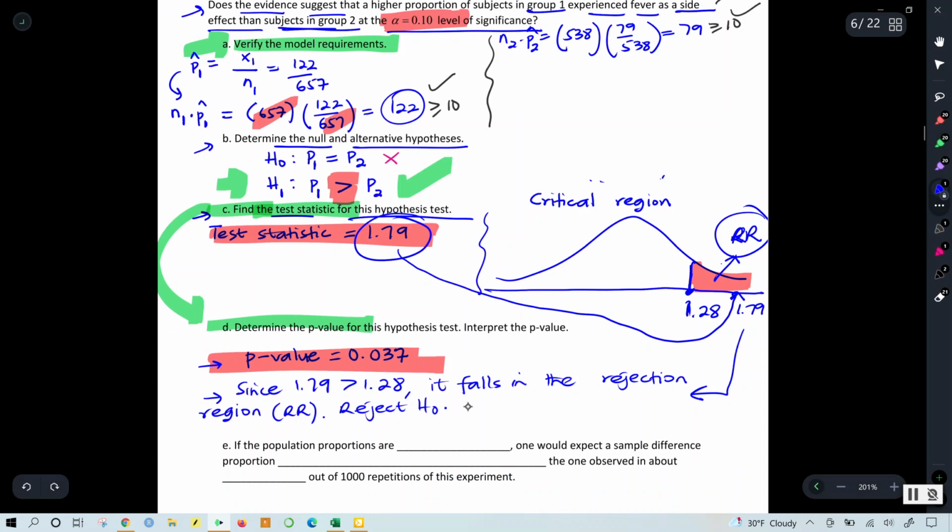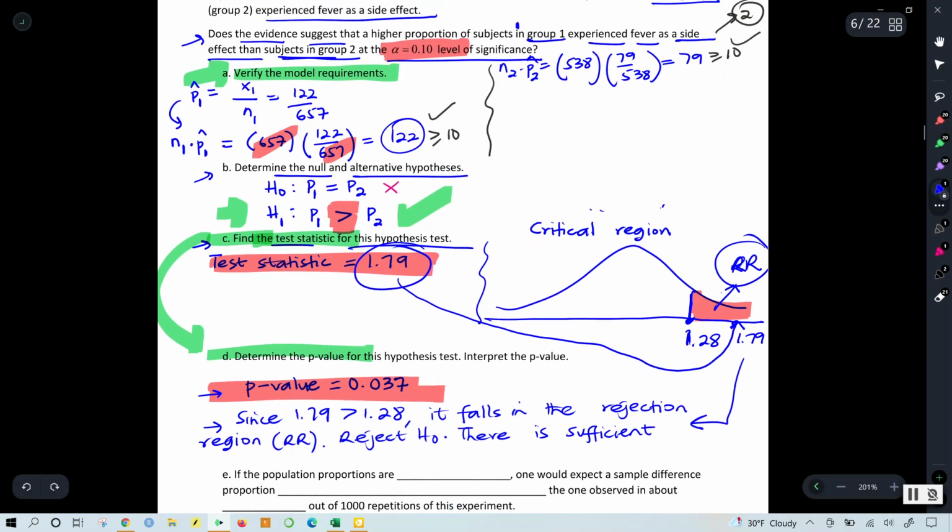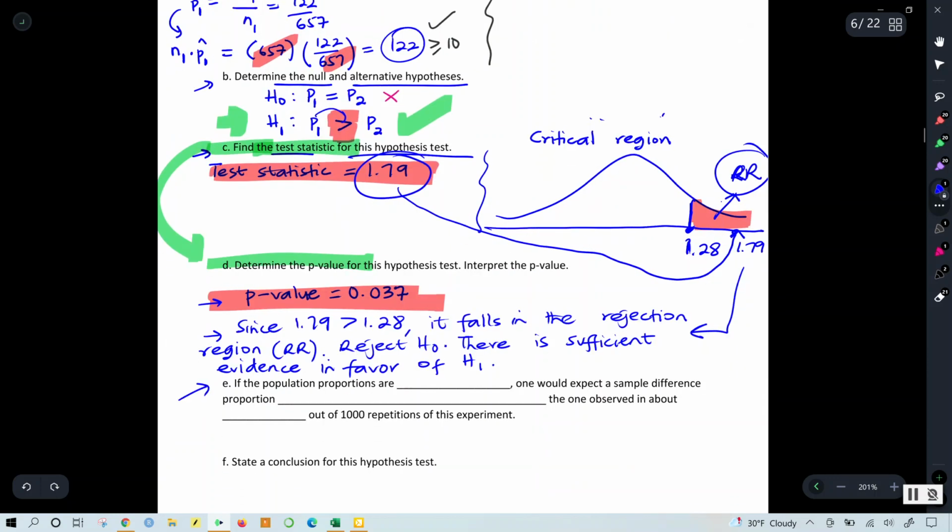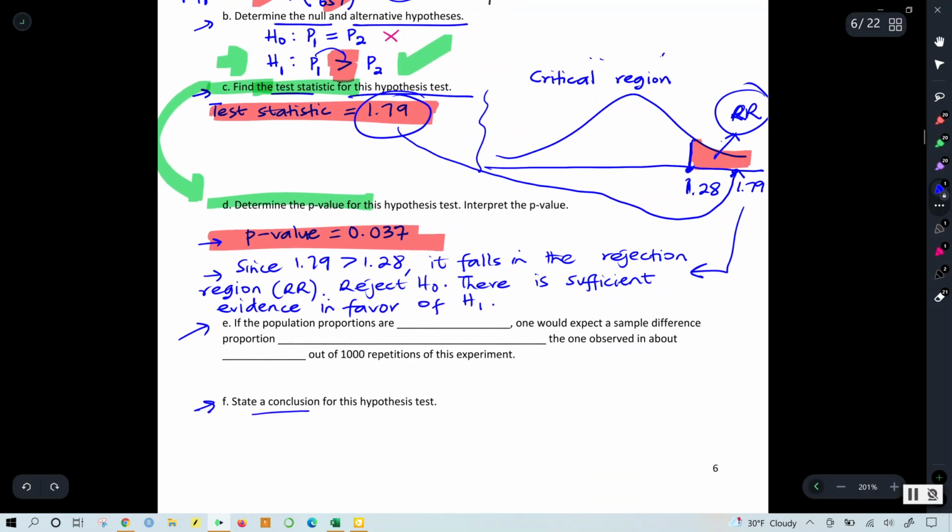So we can say that there is sufficient evidence in favor of the fact that there is a higher proportion of subjects in group 1 who experience fever as a side effect than subjects in group 2. So there's sufficient evidence in favor of the alternative hypothesis. And what does that mean to an everyday person? It means that if we are to draw a conclusion for this test, I'm going to make a quick jump here, and then we'll be back to part E.